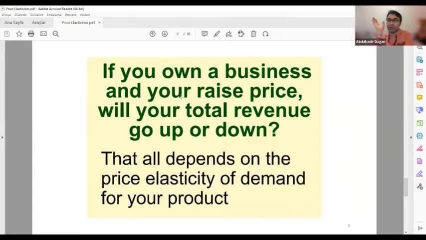Because you increase your price by, let's say, 50%, you are selling your product at $10 and your new price is $15. Initially, you're selling 100 units, but now with the $15 price, you will sell less. So what will be your total revenue? This depends on the price elasticity of demand.